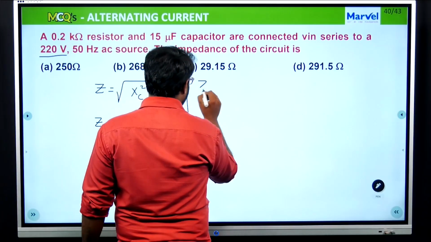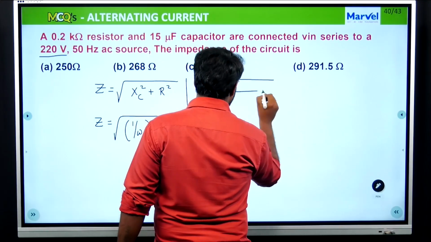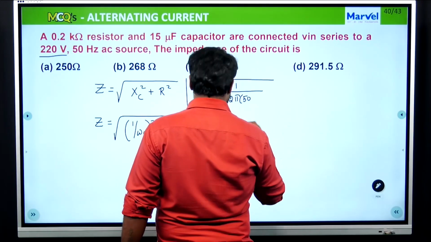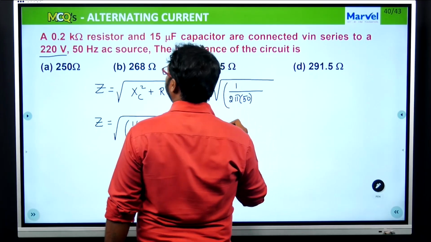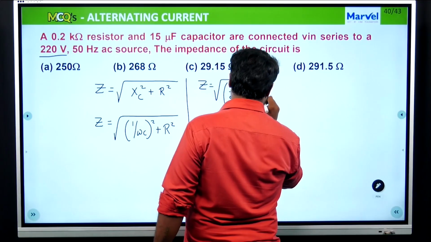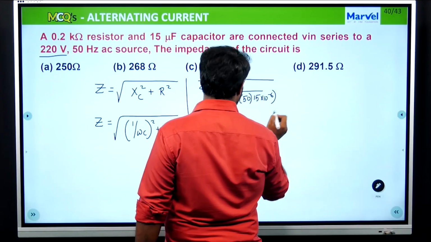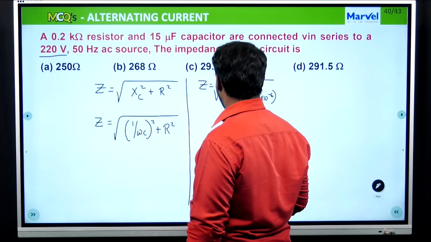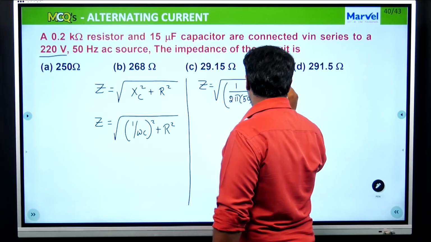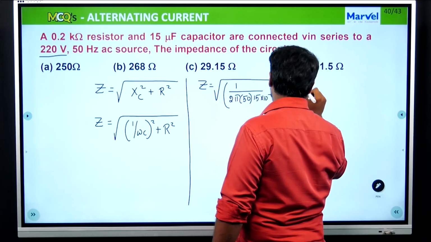Z is equal to root of (1 divided by 2 into pi into 50, times the value of the capacitance that is given, 15 microfarad, 15 into 10 power minus 6), everything under the whole squared, plus the value of resistance, which is 0.2, the whole squared.